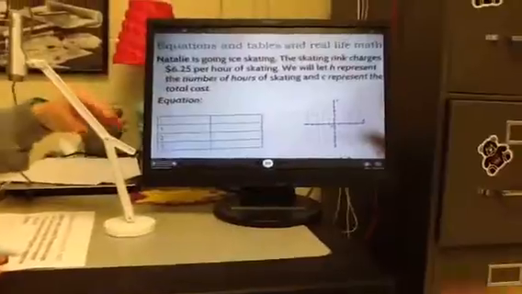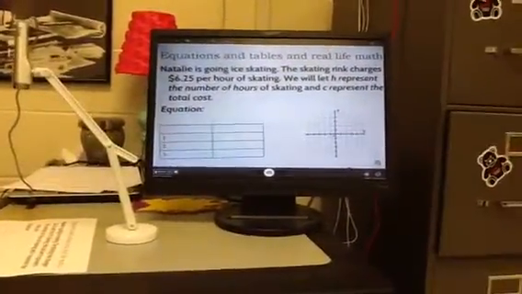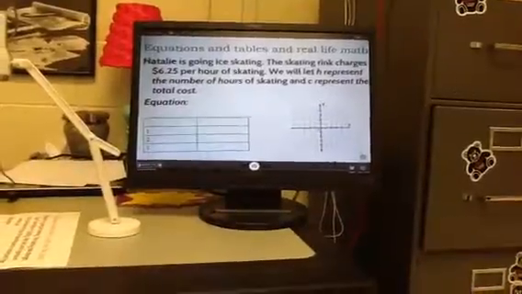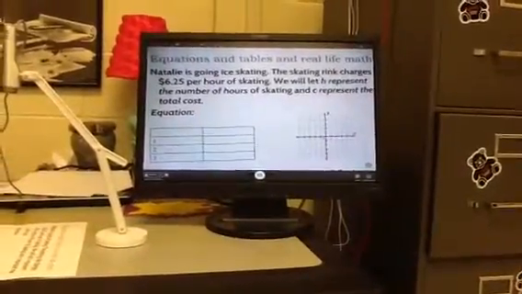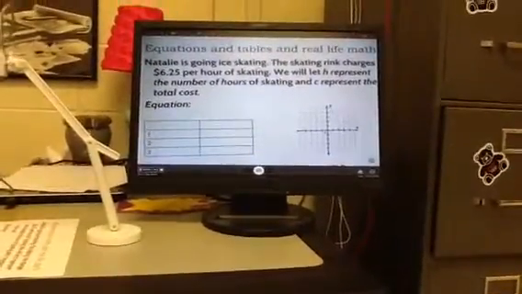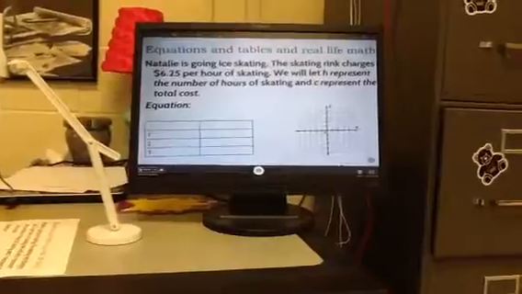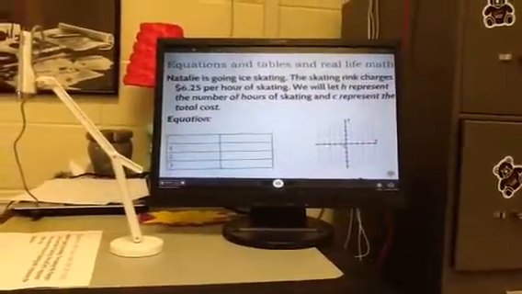Here's this example. Natalie is going ice skating. The skating rink charges $6.25 per hour of skating. We're going to let H represent the number of hours and C represent the total cost. So I'm going to give you guys a few minutes to figure out the table and the graph on your own.